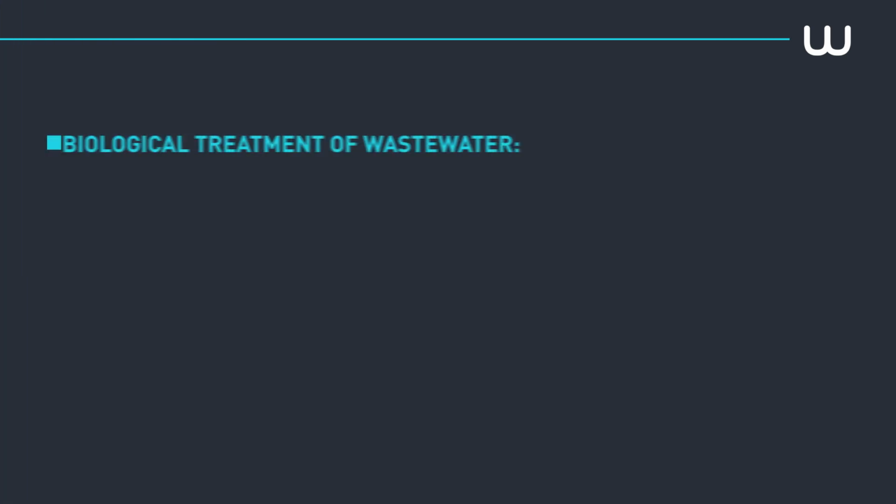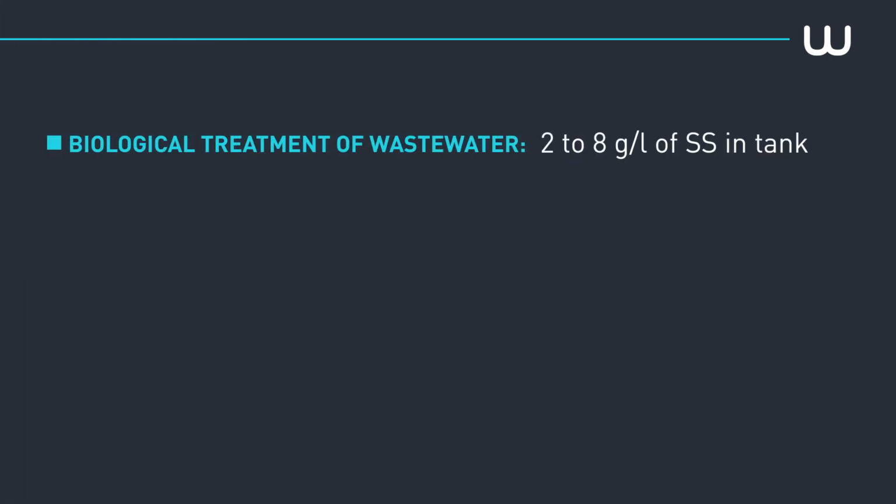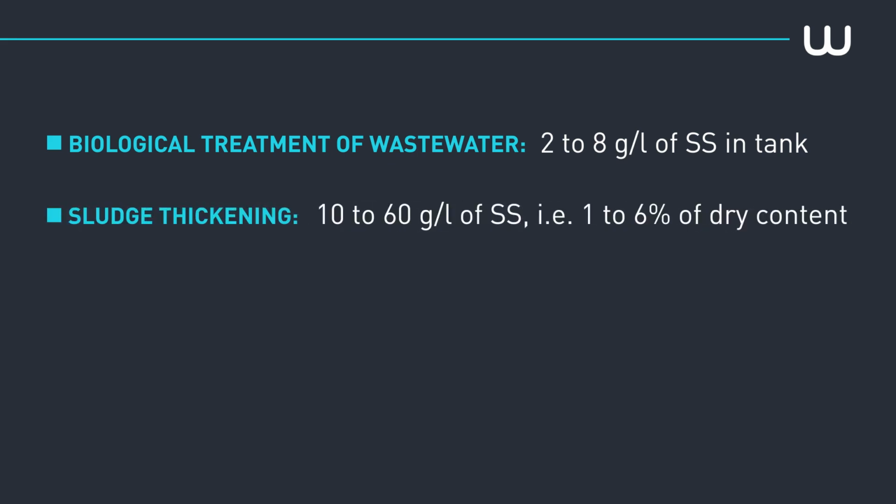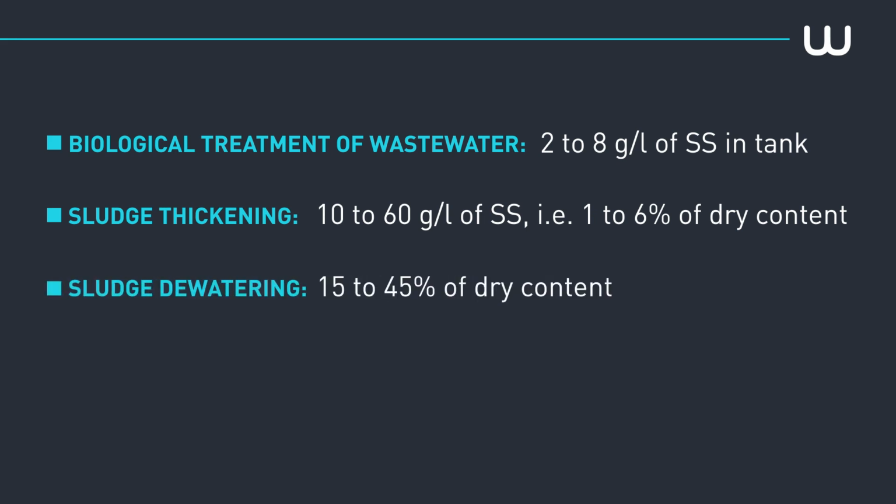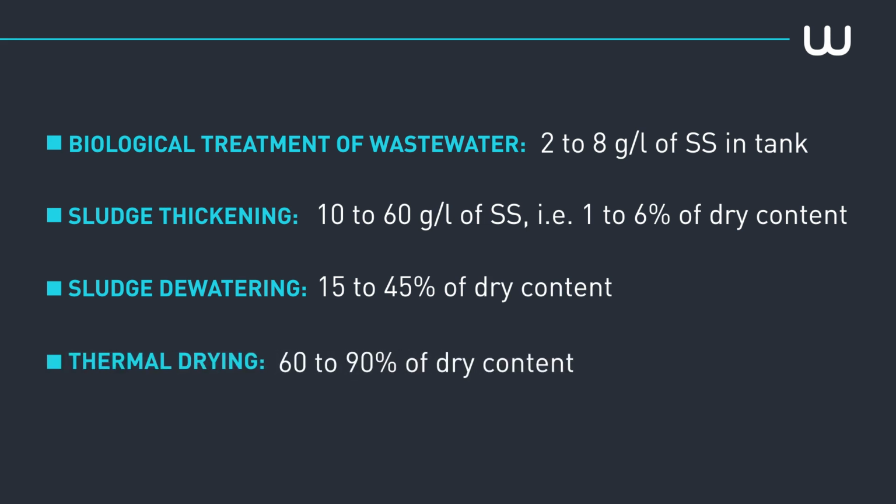Biological treatment of wastewater: 2 to 8 grams per litre of SS in tanks. Sludge thickening: 10 to 60 grams per litre of SS, i.e. 1 to 6% of dry content. Sludge dewatering: 15 to 45% of dry content. Thermal drying, when it exists: 60 to 90% of dry content.